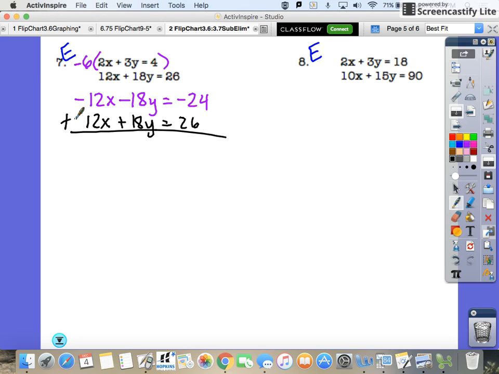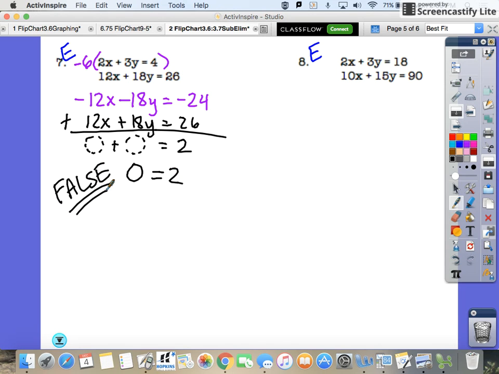Now we can add them. This and this make 0. Negative 18 plus 18 makes 0. And we get 2 over here. So it says 0 equals 2. That is false. That's not true. $0 and $2 are not the same amount of money.